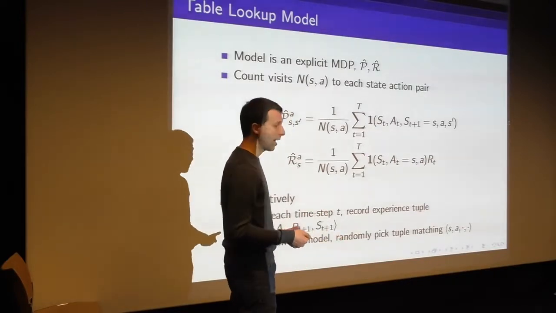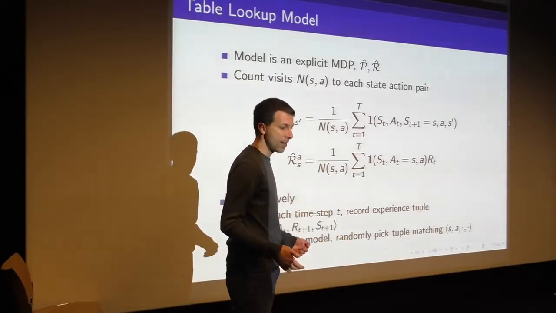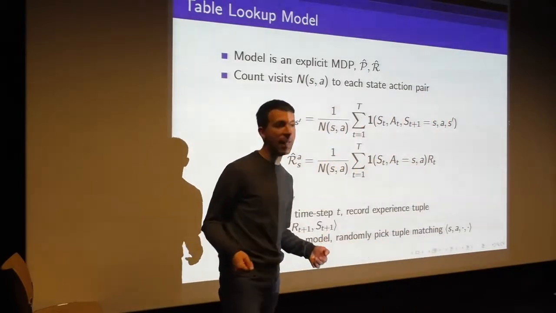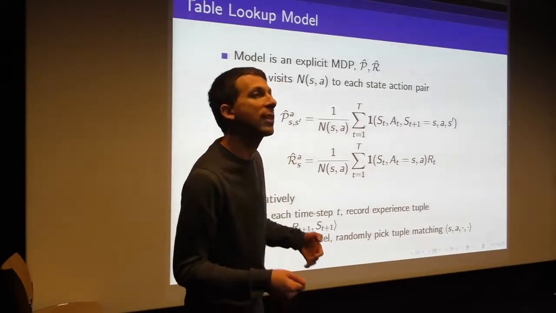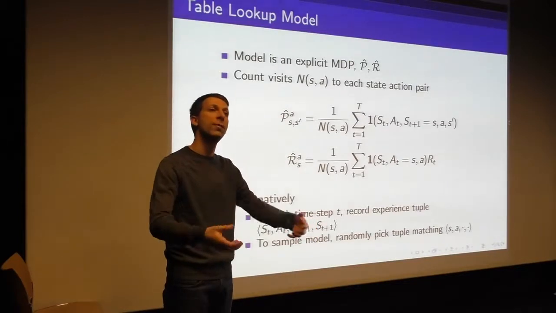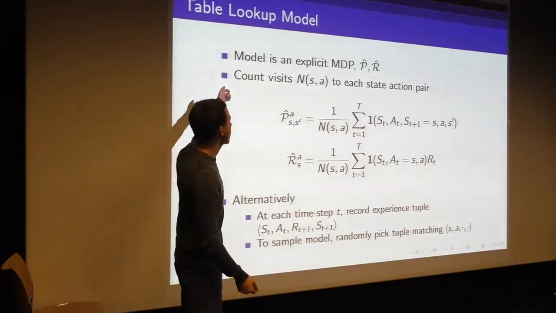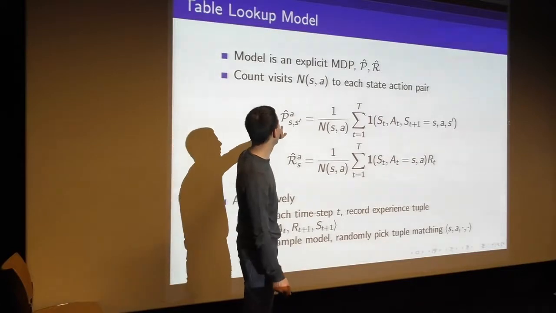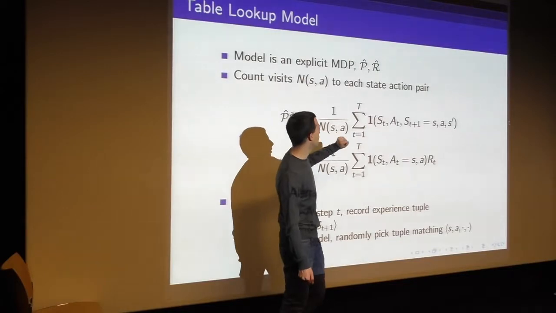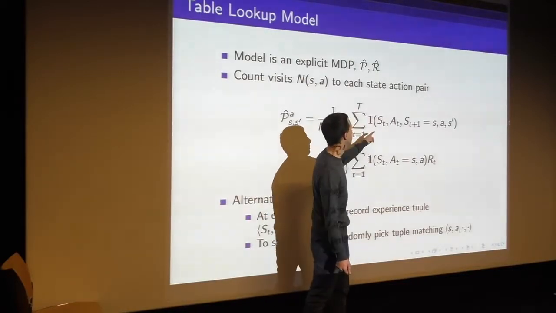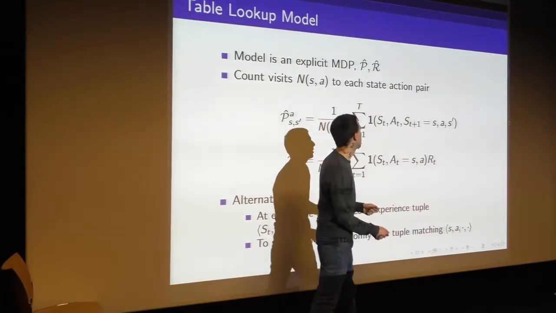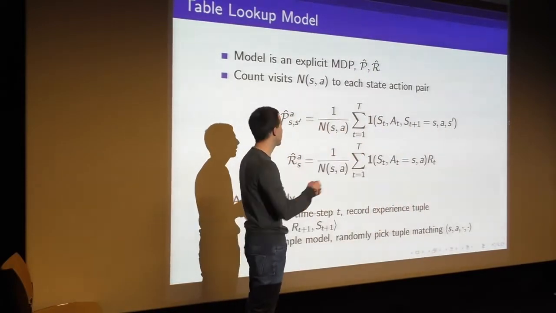I just count how many times from here, maybe I ended up over here 10 times, and I ended up over here 5 times, and now I just use the empirical counts to give me a probability distribution over where I'll go next. This is just saying the same thing in maths, saying that our transition dynamics are going to be the average of this indicator function, which tells us every time I ended up in this particular state S prime.